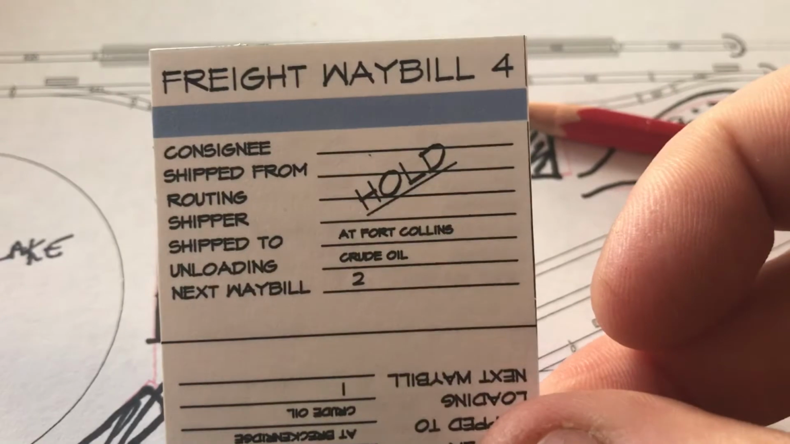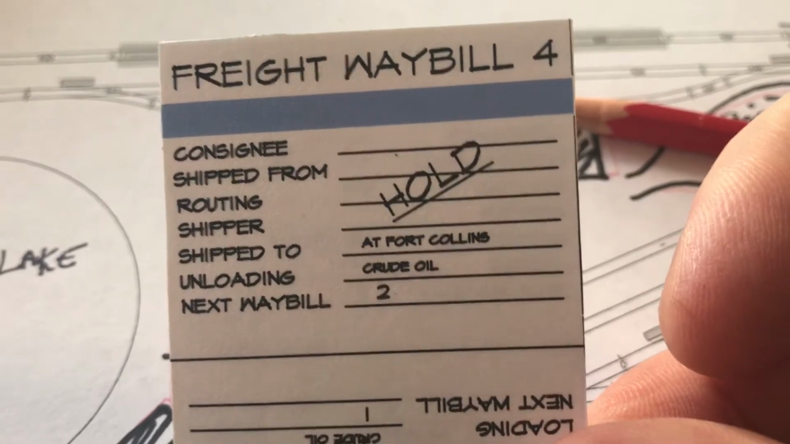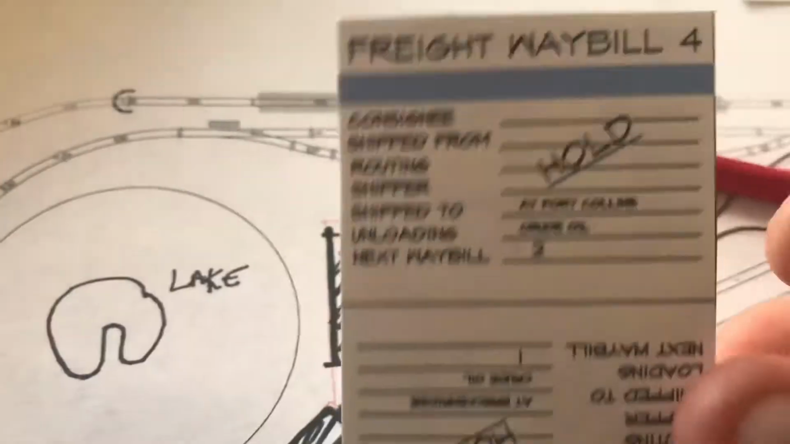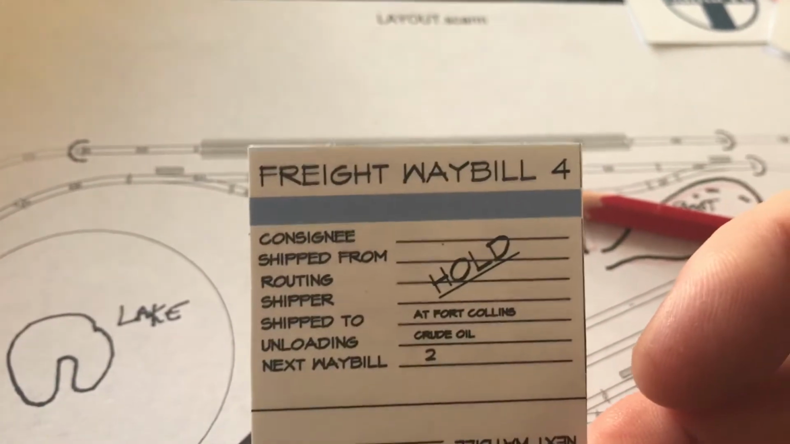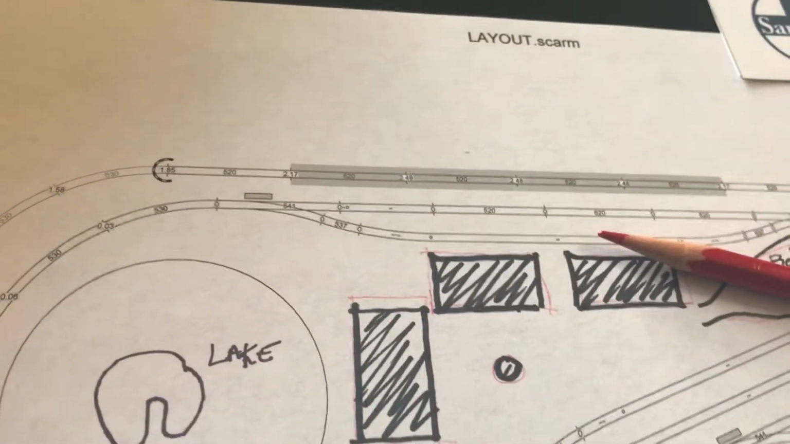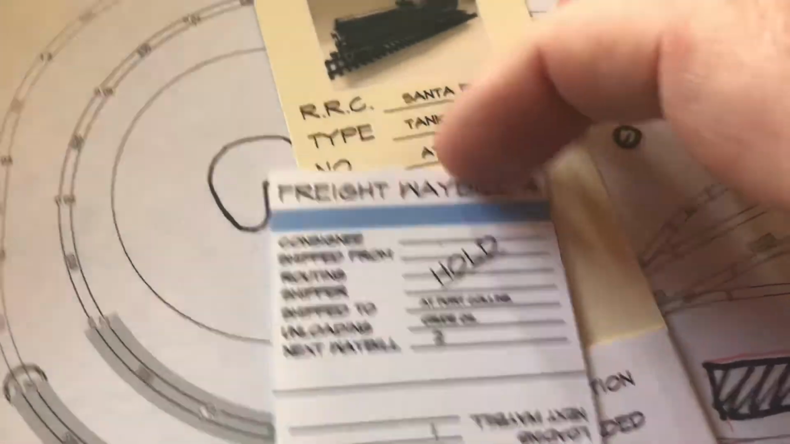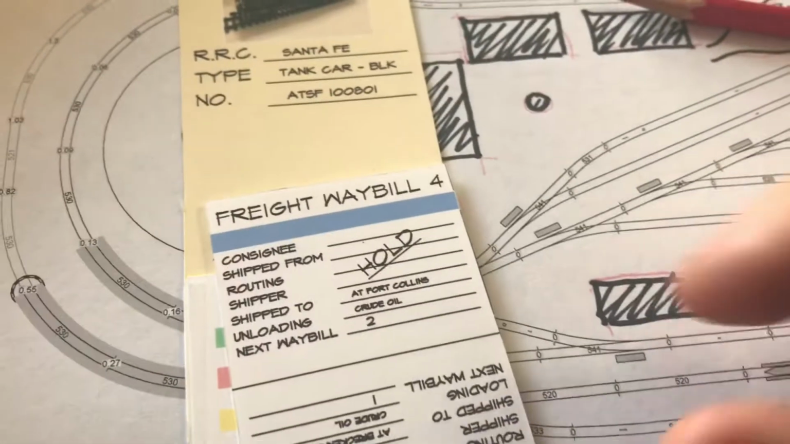So it'll be held up in Fort Collins, and it's unloading crude oil. While it's sitting in crude oil, if you see it in blue, and it's sitting in its pocket like this, that means hold. So you're not doing anything with the card while it's sitting in Fort Collins.